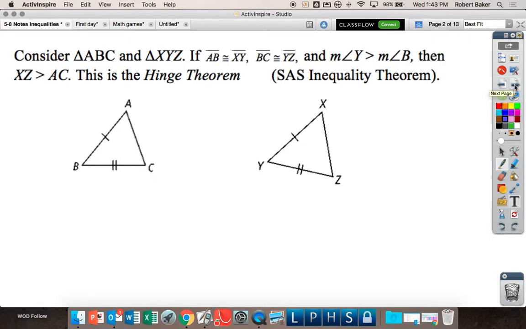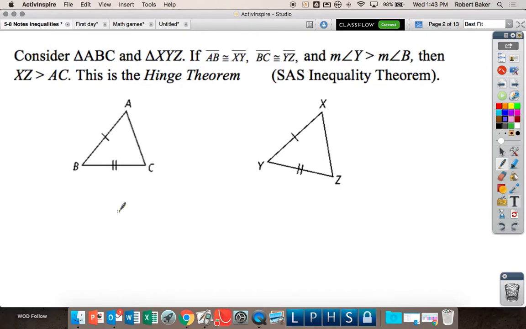It says you have two triangles, ABC and XYZ. This thing is called the Hinge Theorem. It's called the Hinge Theorem because it works like the hinge on a car door. It works like the hinge on the classroom door. It works like the hinge on your front door. The more you open the door, the bigger the angle gets. The more you close the door, the smaller the angle gets.